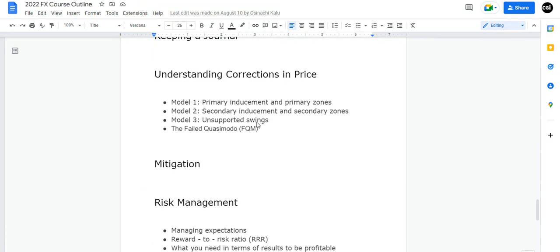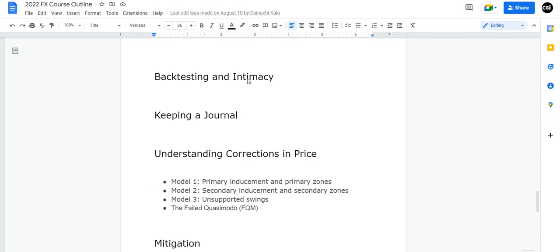Keeping a journal. We've spoken about backtesting. Backtesting is basically going back in the chart. High probability trades are trades that are in the direction of the trend on a larger time frame.